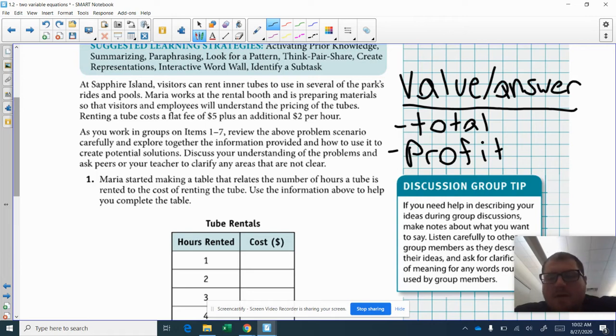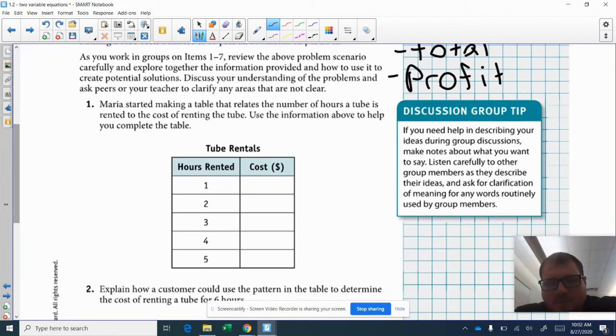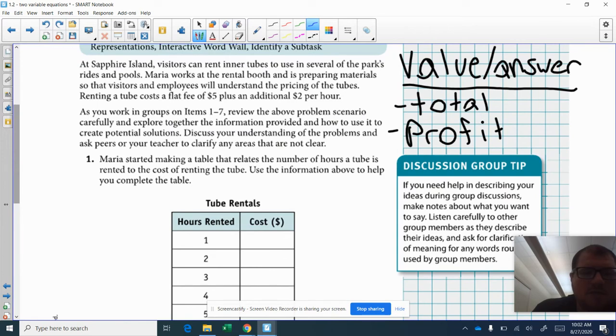Let's talk in general about what they want us to do for problem 1. In problem 1, they have a chart given to us, and we want to fill out this chart. We want to be able to use this and start to see the pattern in front of us. To do this, we have to understand what's been given to us in the problem. There are two pieces of information provided above: a flat fee of $5 plus $2 per hour.